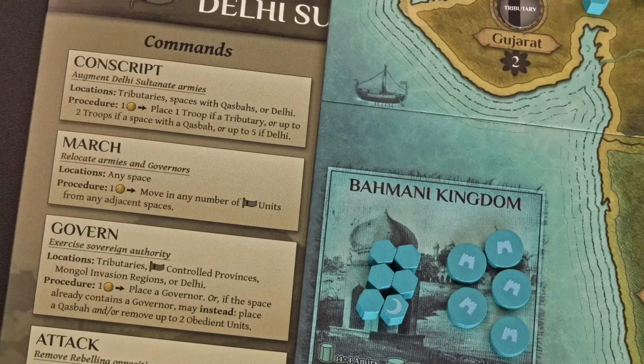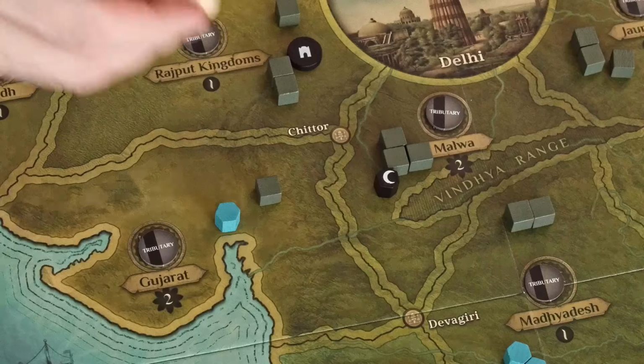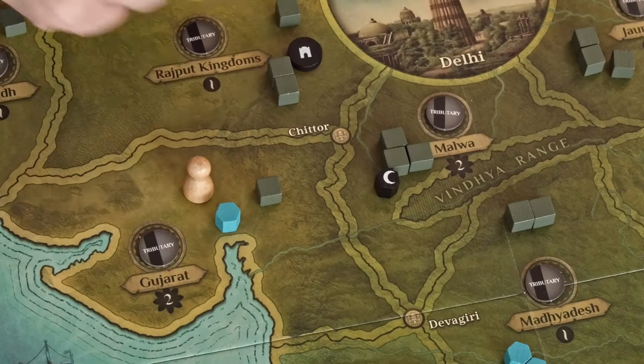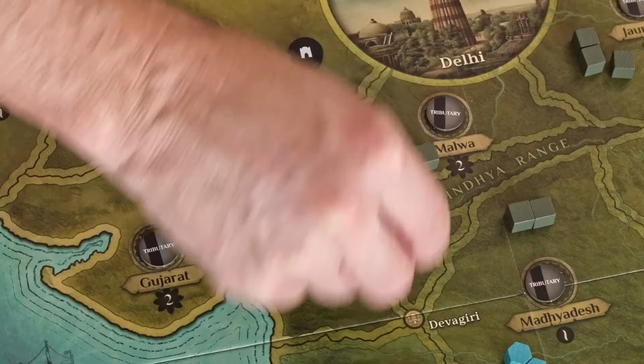In order to move those troops and governors around the map, the Sultanate will use the march command. Paying 1 resource per destination space, they can move any number of units into that space from any adjacent spaces. That includes troops and governors.